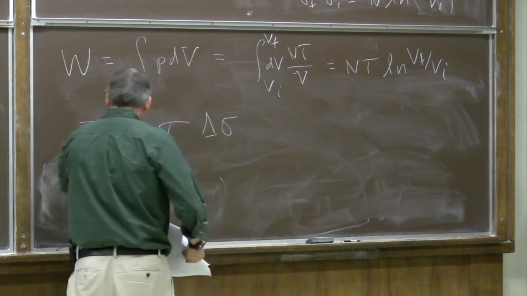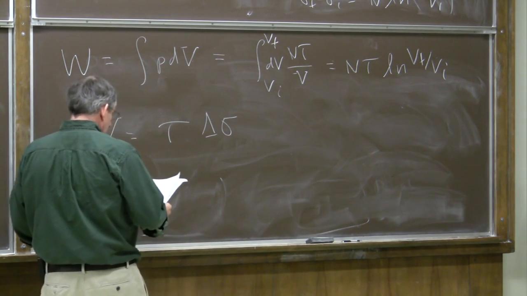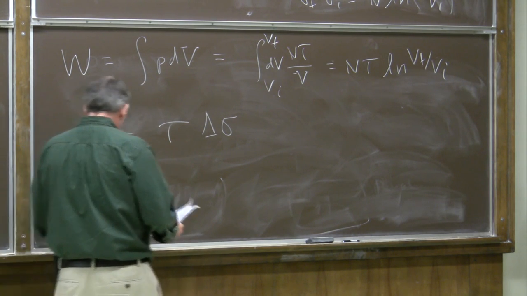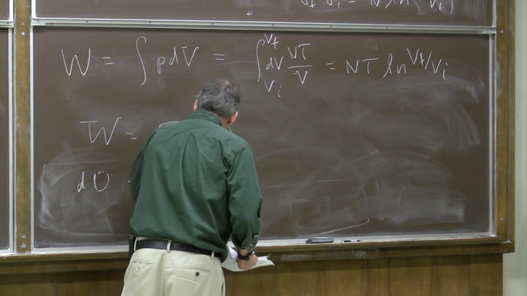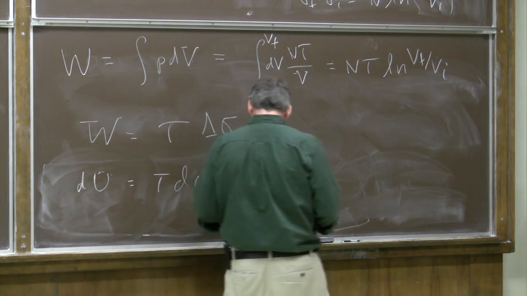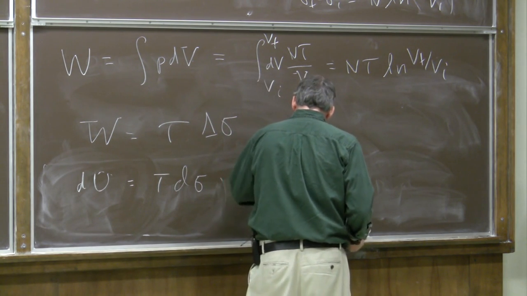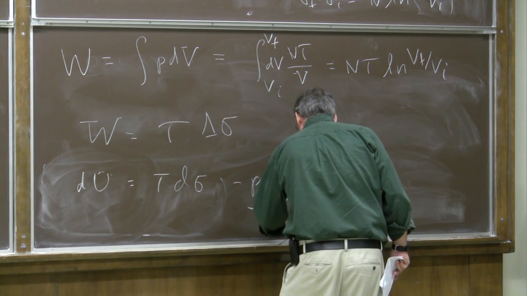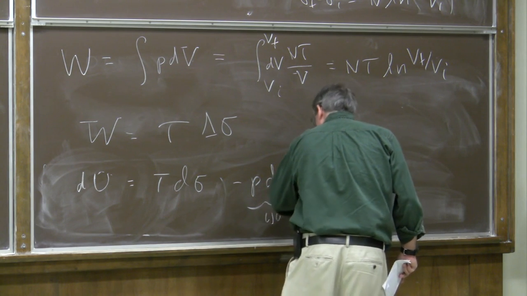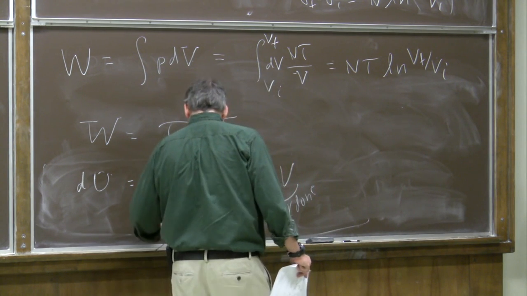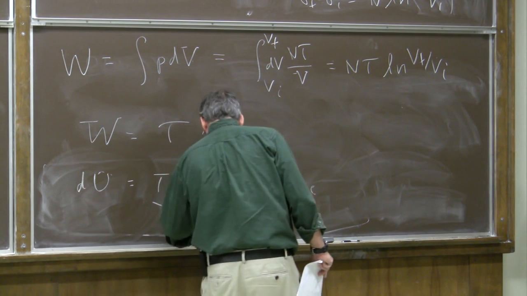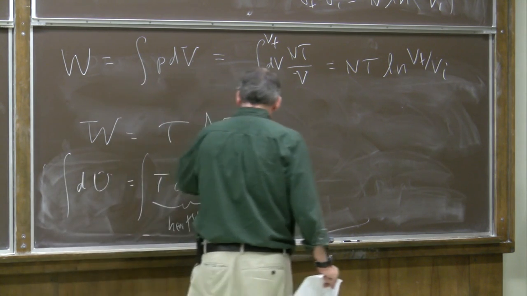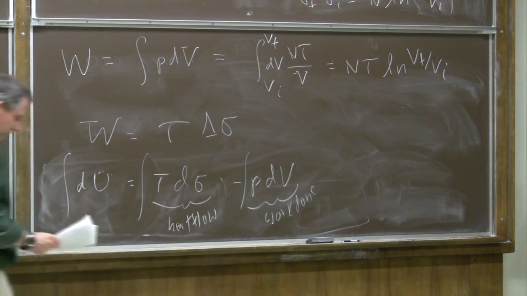Remember, the thermodynamic identity, in this case with number of particles fixed, says the change in internal energy is equal to tau d sigma minus p dV, where we can think of this as the work done and this as the heat flow. We can integrate both sides of the equation.